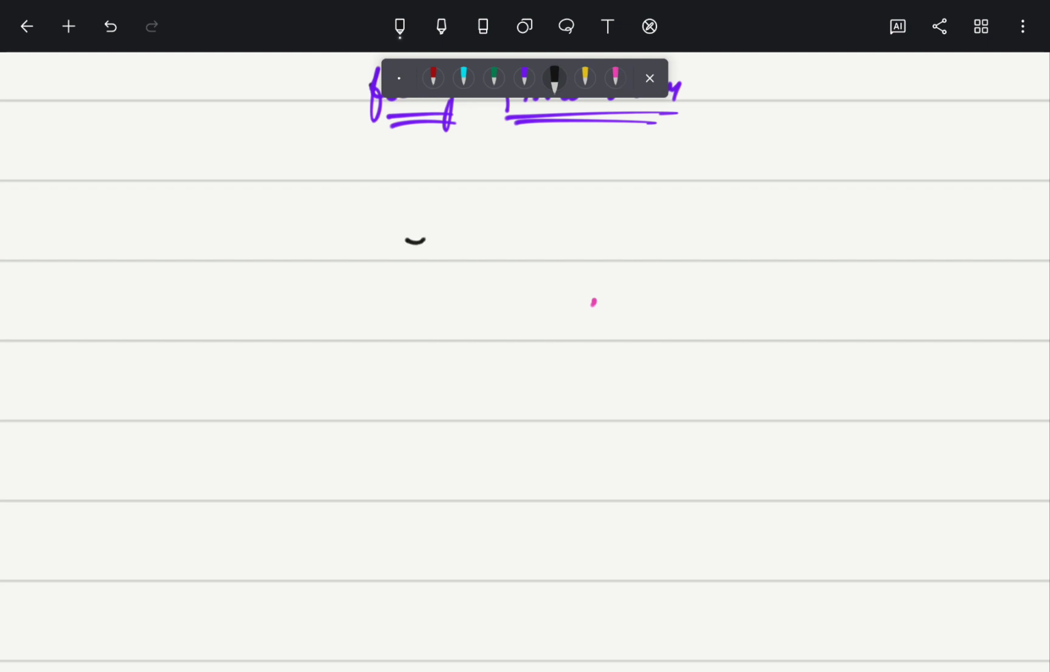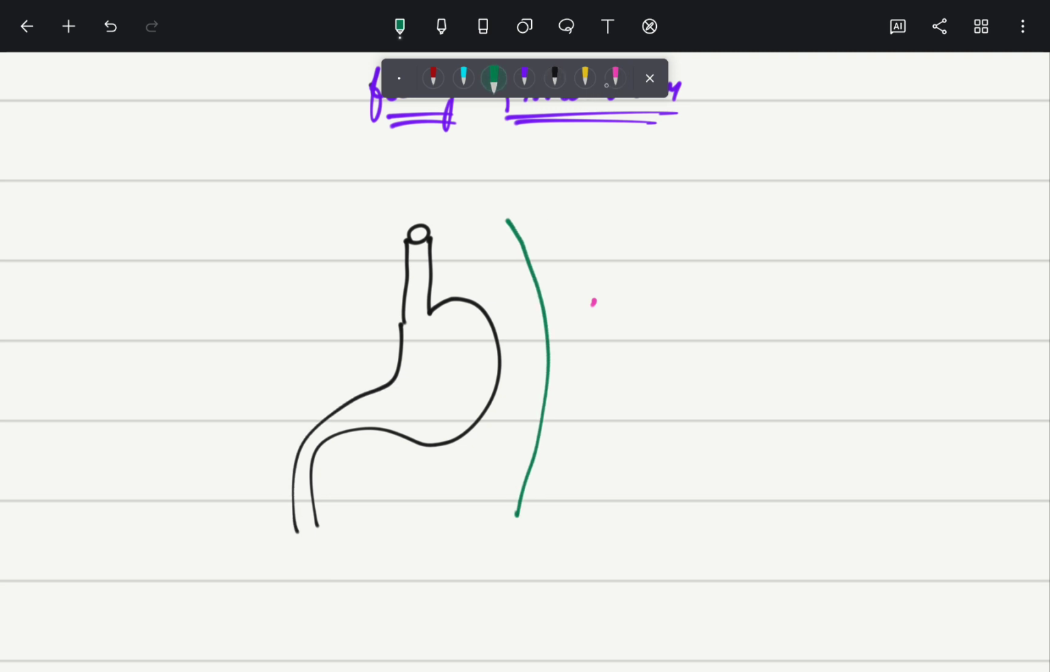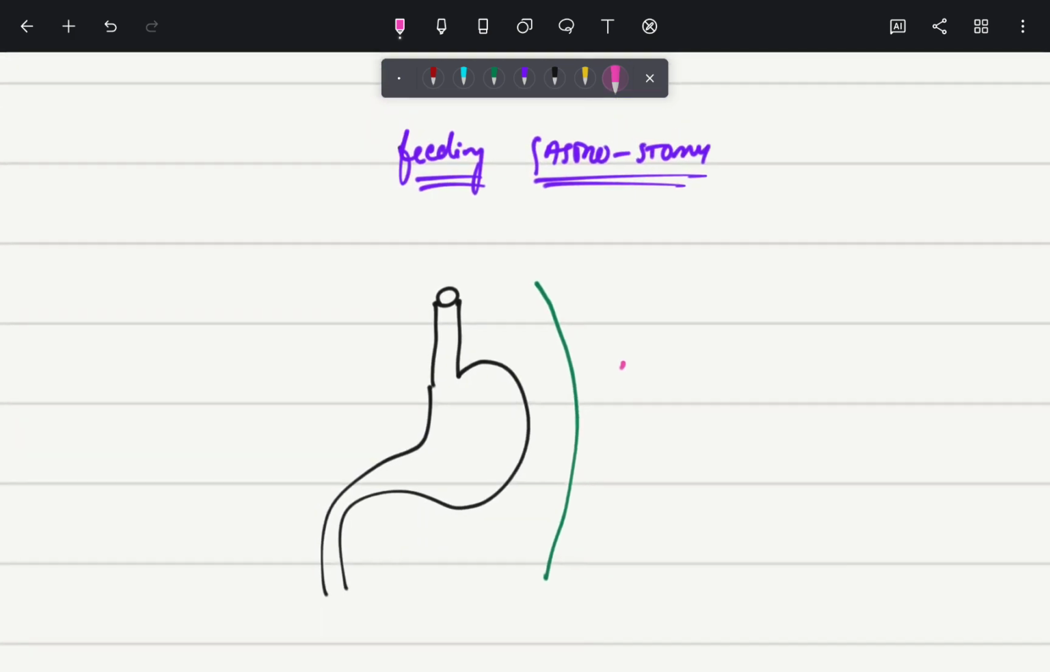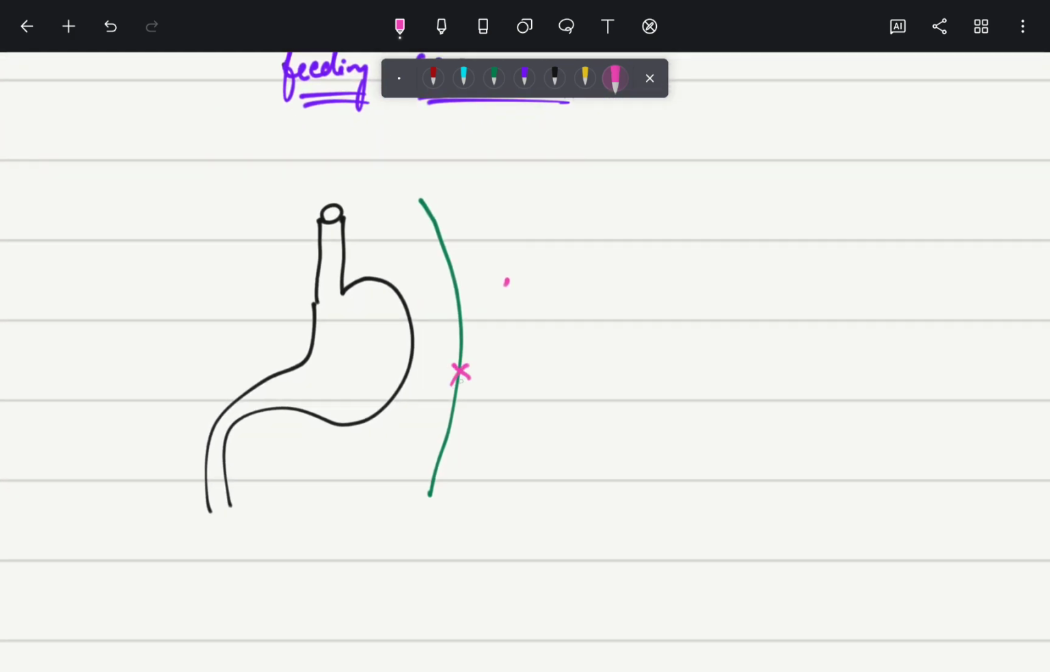So imagine this is the esophagus. The esophagus will eventually lead into the stomach, and this is the abdominal wall. So we are going to open the abdominal wall, and through this foramen we are going to place a tube into the stomach, and through this tube we are going to pass the food. This is called your feeding gastrostomy.